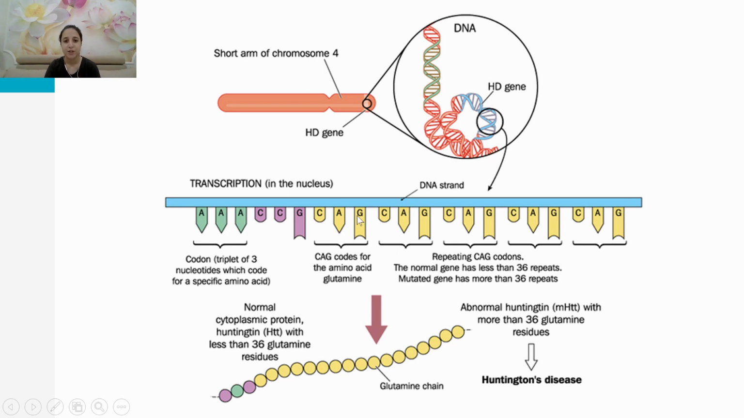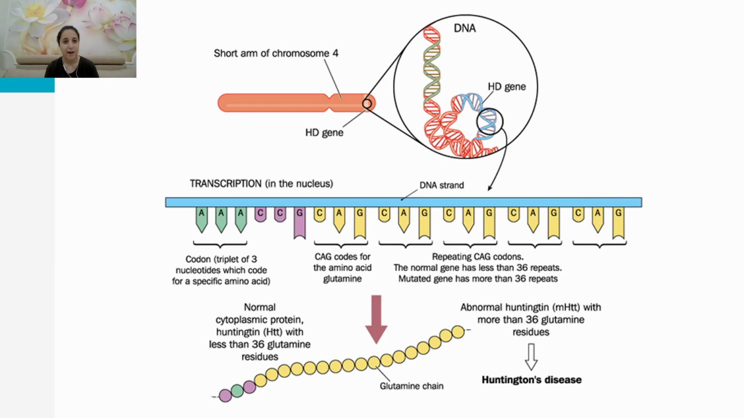And these CAG repeats are responsible for coding for the amino acid glutamine. So as you can see, these CAG repeats then code for a big glutamine chain. In normal cases, there should be approximately 27 to 35 glutamine in the protein formed, but in Huntington's disease, there's an abnormal increase in the glutamine number.